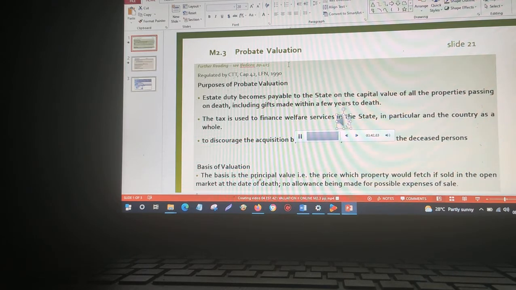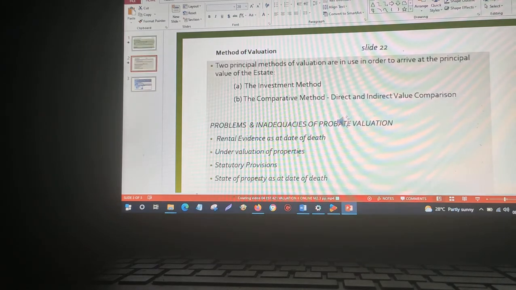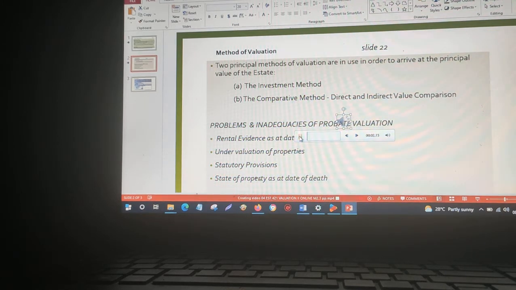It's an estate duty tax, which is payable on the death of an estate owner based on the principal value of his property as at the time of death. Probate valuation is regulated by the CTT Law of 1979, which later became Cap 42, Laws of the Federation of Nigeria 1990.